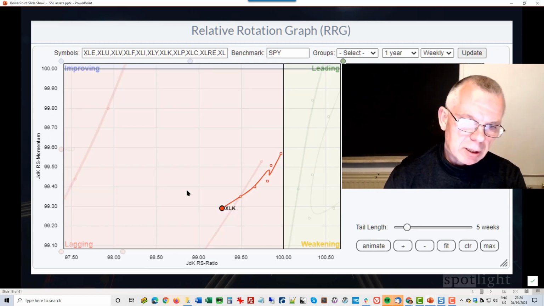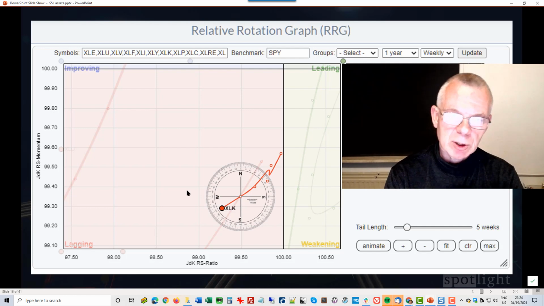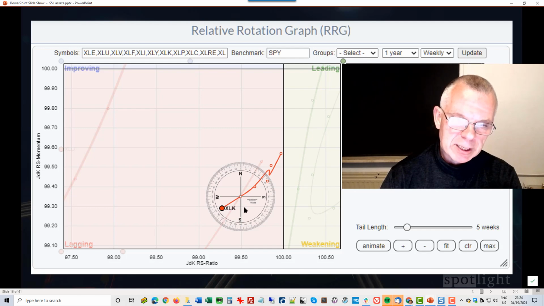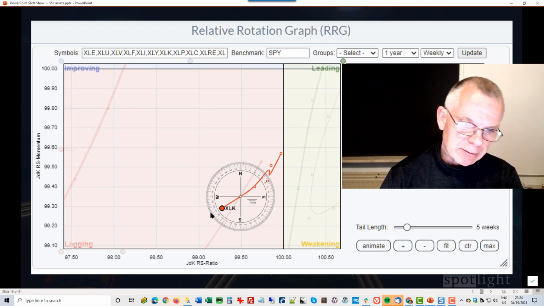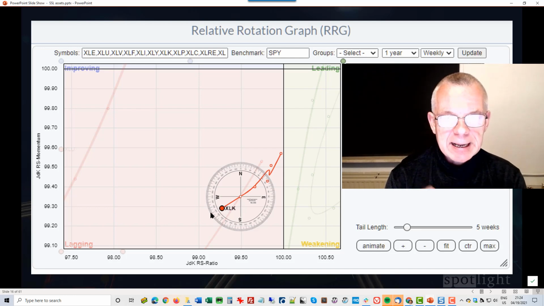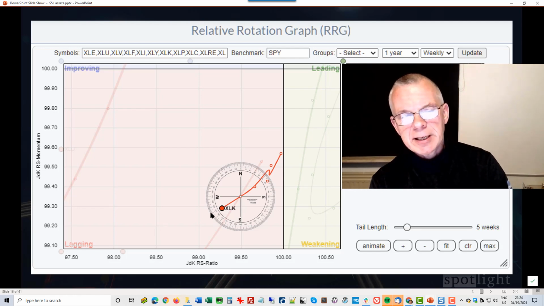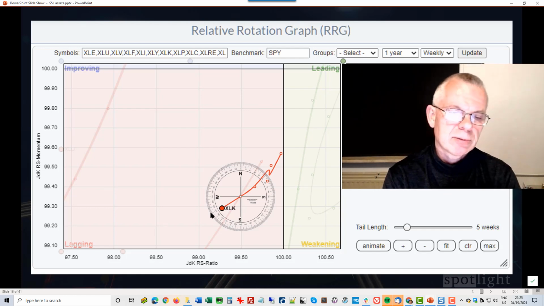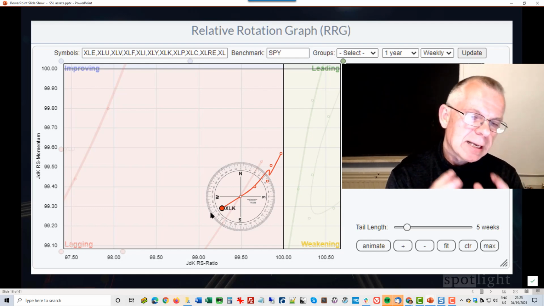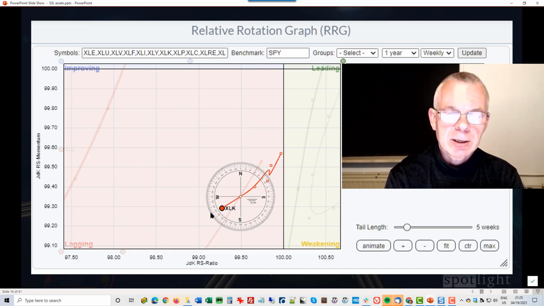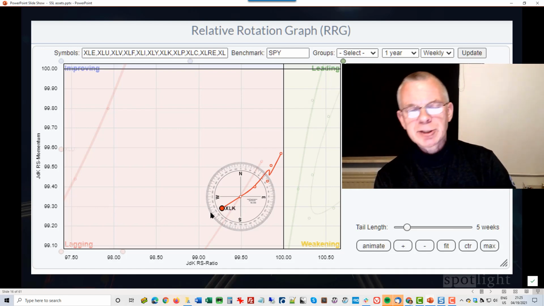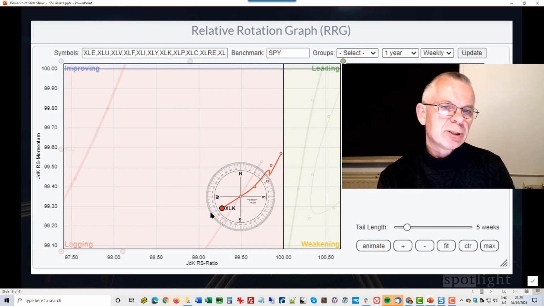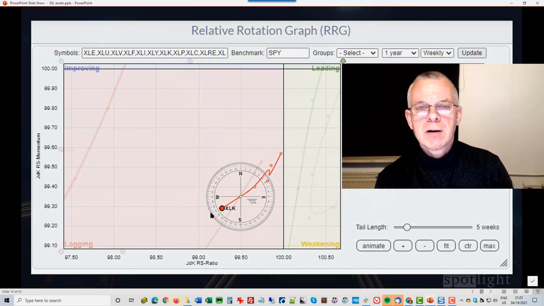Now the same goes on the other side. So if you look at technology at the moment, and you look at the heading for technology, then you see that it is pointing in that southwestern direction. So right now that's around 240 degrees. And that means that this tail is losing on both scales. So it's losing in momentum and it's losing in relative strength. So that's pushing that sector further into the lagging quadrant. So that direction, that RRG heading, is another source of information on the tail of an RRG.